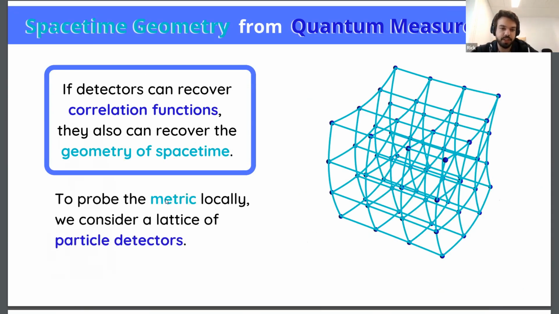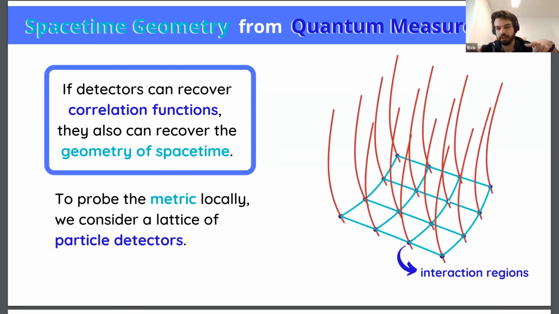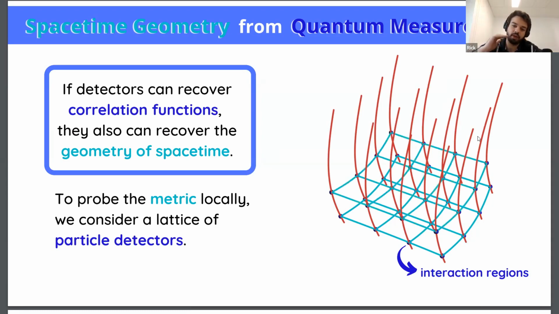So in order to do this, if we want the metric locally, we need to consider a lattice of particle detectors. The way to build this lattice is as follows. These blue regions here are the localized interaction regions where each detector will couple. And this represents a space slice where these detectors will couple for the first time. Then the detectors will undergo trajectories in spacetime, so they will be evolving in time. And then after some time elapses, all of these detectors will interact again and again and again.